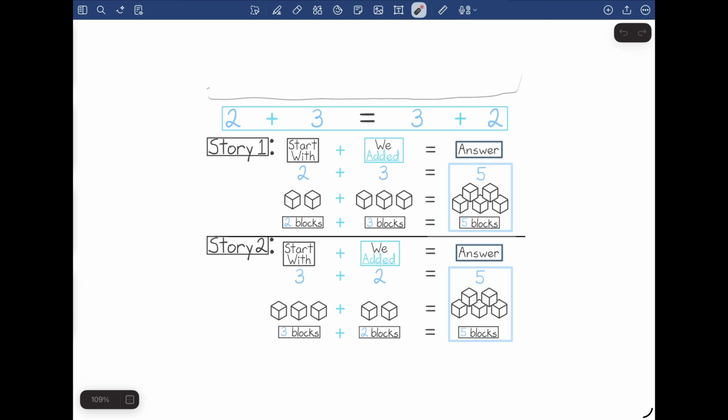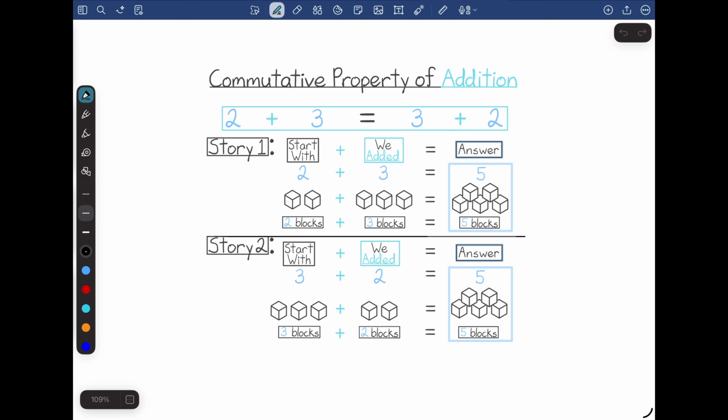But this is what's very interesting. In essence, we could switch the places of the numbers, and we still get the same final answer of 5. And this idea of switching the places of the numbers and adding them and still getting the same answer in the end is what we call the commutative property of addition.